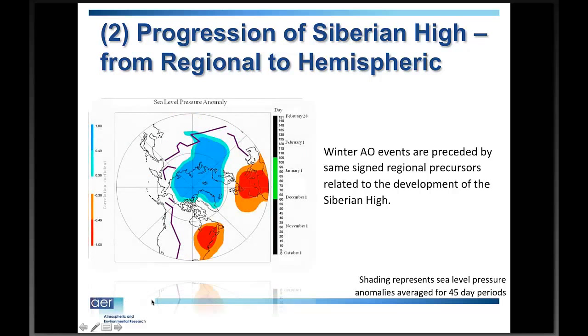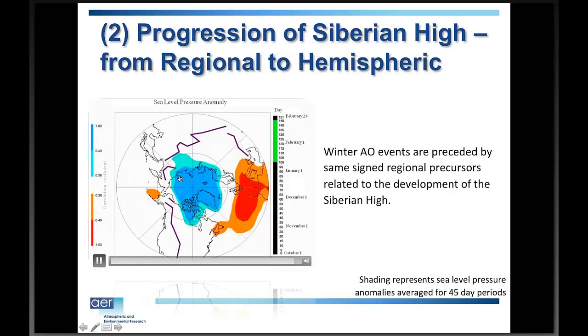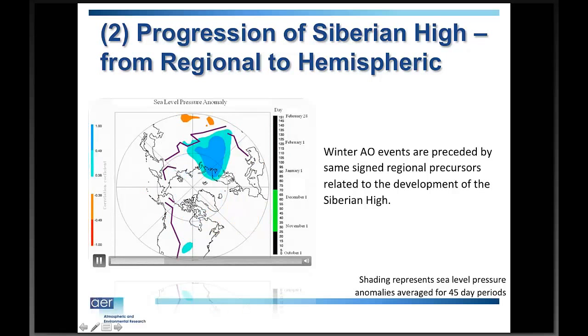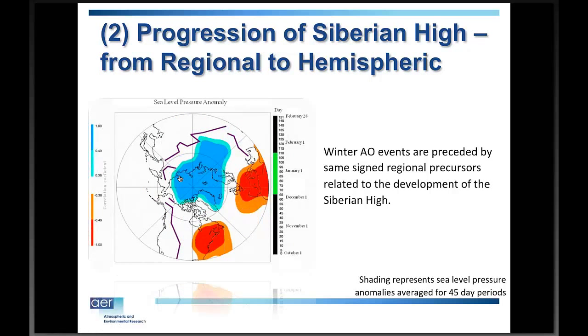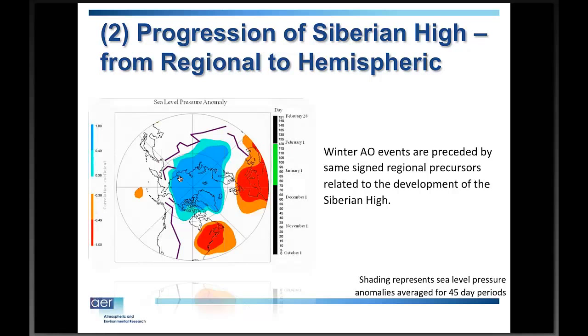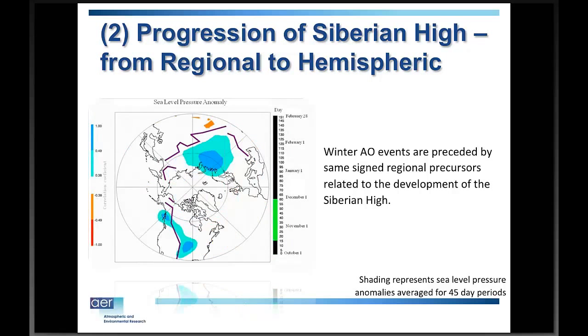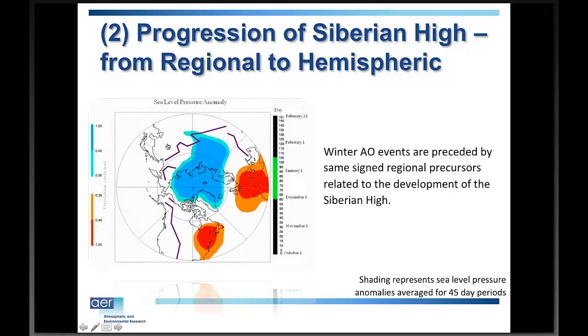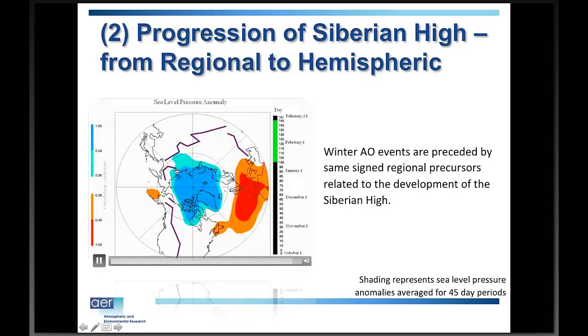So you start with this regional perturbation. Again, this is just a correlation of winter Arctic icing with sea level pressure, and the shading just marks off 95 and 99% significance. If you start here in October, it's looping through quite rapidly, but if you can try to find it, it keeps repeating itself.